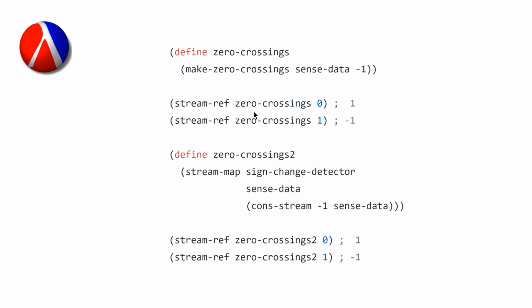However, the question asks us basically to fill in the final expression of the definition of 0 crossings that uses a stream map, and we can set this up by basically using the same initial value, which is going to be -1, and then creating a const stream of -1 and the sense data. And once we've done this, we can test it out, and sure enough, we get the same answers. So pretty straightforward. All we have to do is basically come up with this expression to put into our stream map definition of 0 crossings, and then also define the sign change detector if you want to test it.